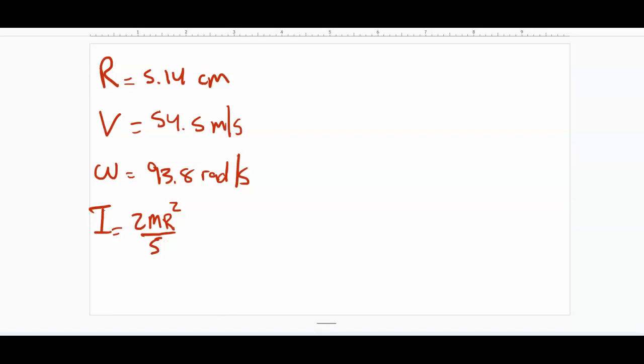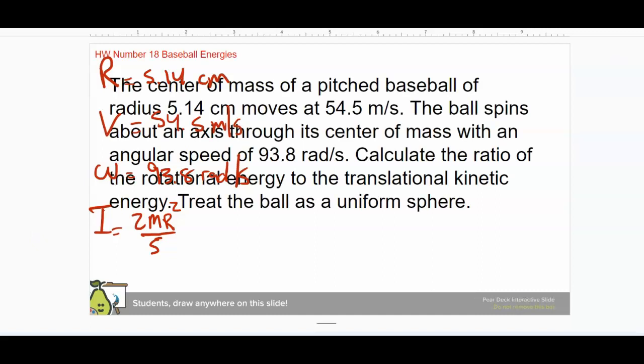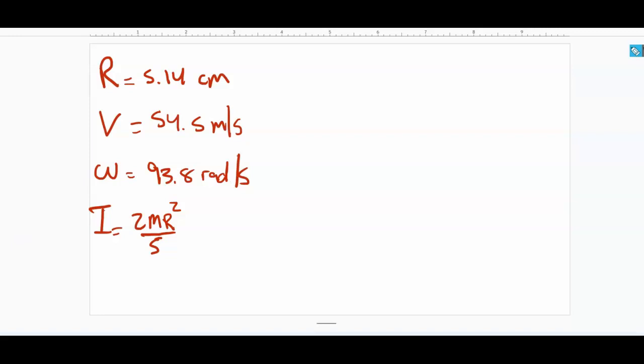Now the question is asking me for a ratio. It says calculate the ratio of the rotational kinetic energy to the translational kinetic energy. So anytime a question asks you to find a ratio, that means you're dividing two numbers. The ratio of the rotational kinetic energy, KE rotational, to the linear kinetic energy. So basically the question is asking me to find what is this number divided by this number. That's what a ratio is. It's two numbers being divided.